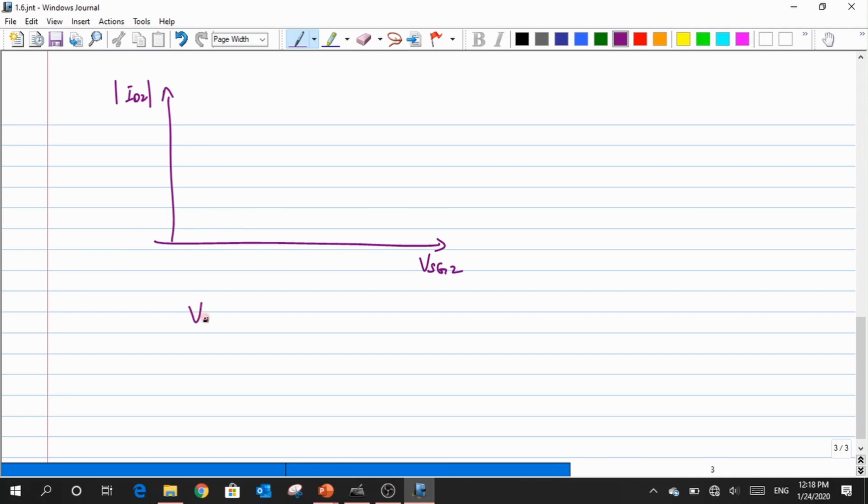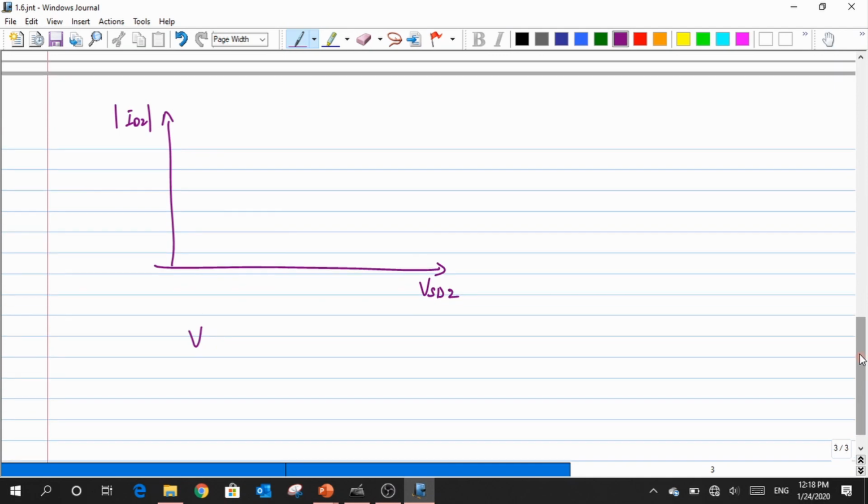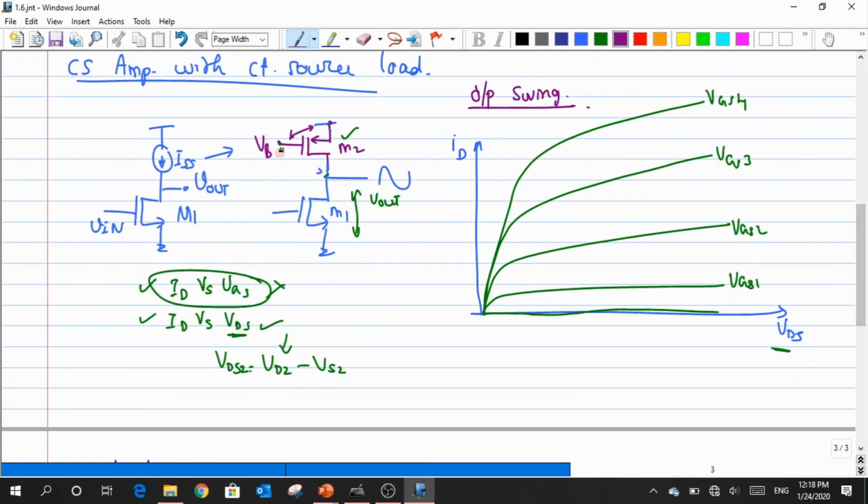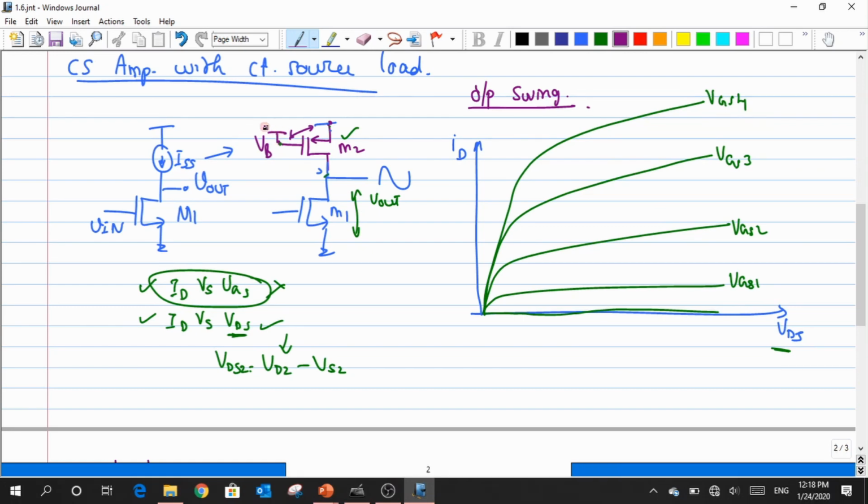Now, what is my VSG2? What is my VGS of my M2 transistor? It is being fixed to some sort of VB potential, right? So, it is something like what I have here is that I have a negative potential and then over the top I have some positive potential. So, it is something like this. So, plus and minus, okay?